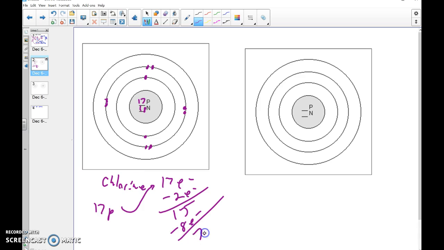Now I have 7 left. Now, the next energy level also holds 8, so I will not fill it. But I'll do 1, 2, 3, 4, 5, 6, 7. So there are 7 electrons in that last energy level. So it's not full. But, this is important, this is the valence. And in this case, the valence has 1, 2, 3, 4, 5, 6, 7 electrons. And that fact that the valence has 7 electrons is going to give chlorine very specific properties.